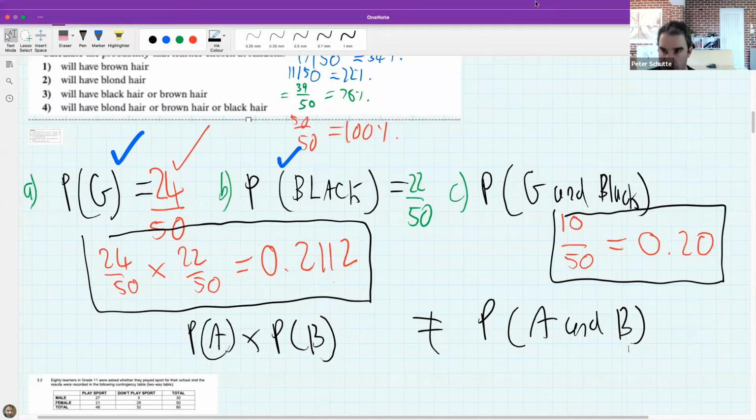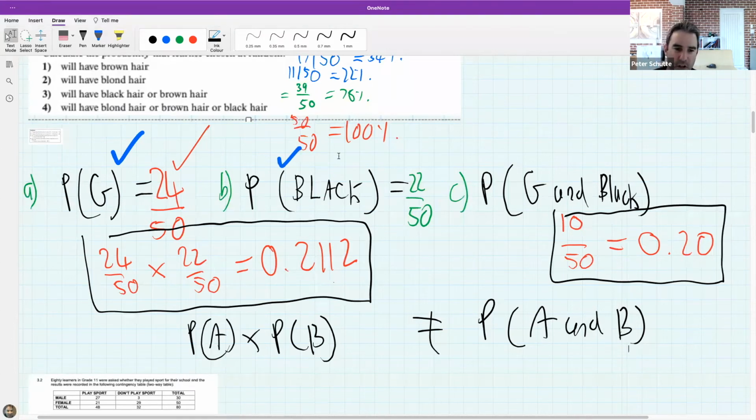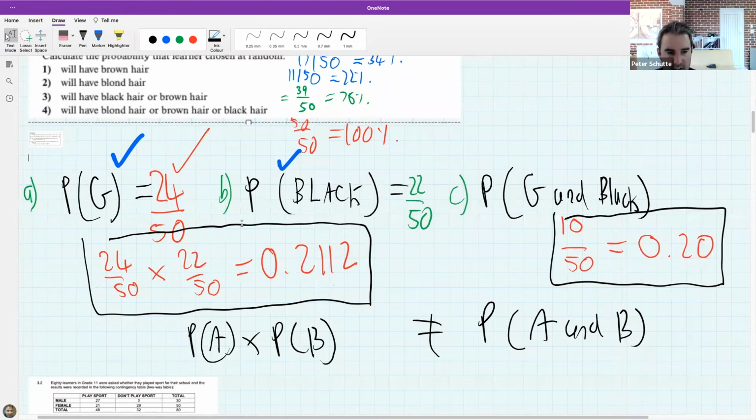Now that is a tricky question, so we're going to do another one later in the lesson, but I just wanted to give you a look at how we construct it. The other thing to notice is I used girls and black hair, but there are other ways to do this question. You could have done it with boys and black hair, or boys and blonde hair, but I just chose the simplest one.